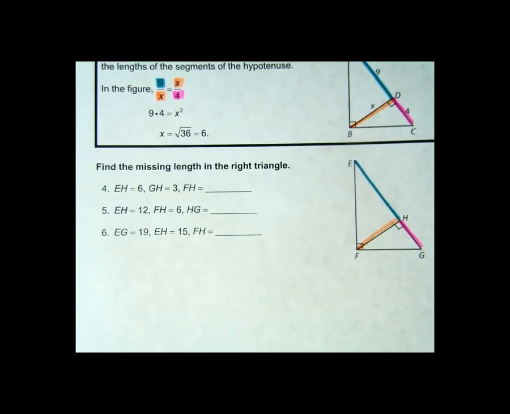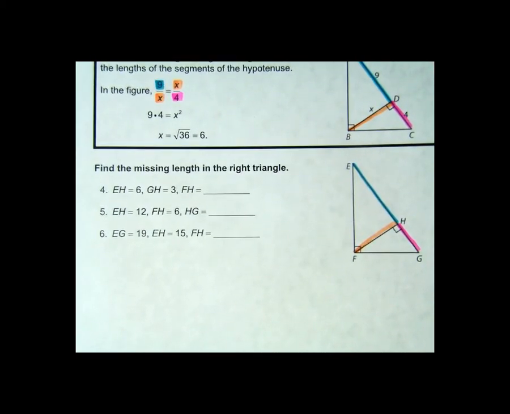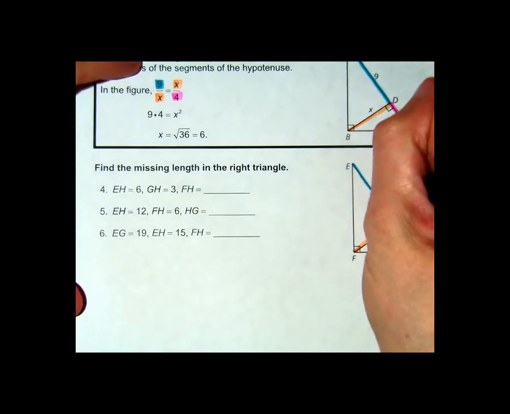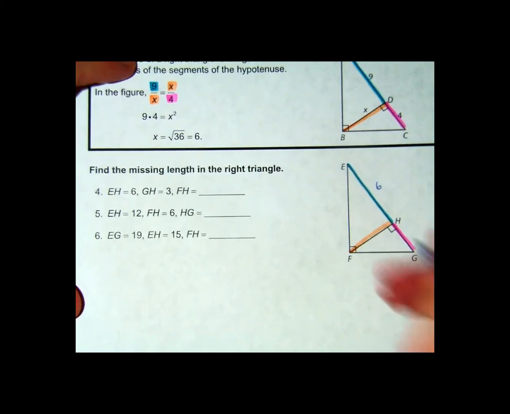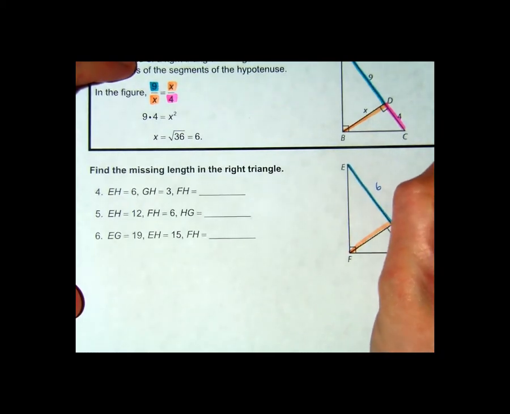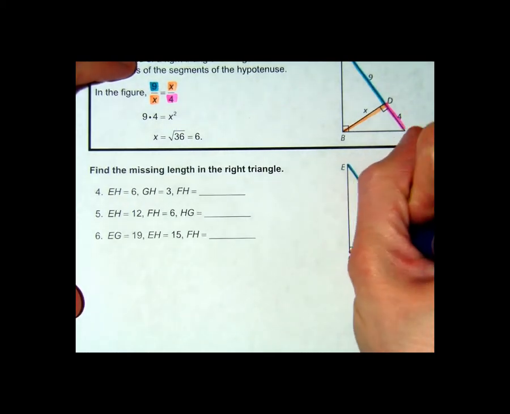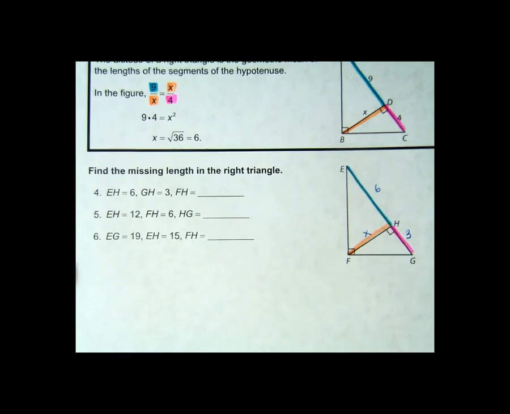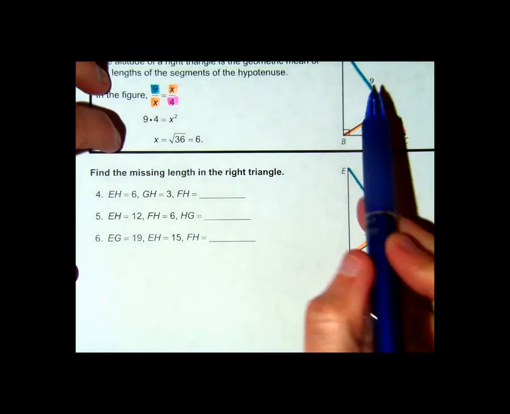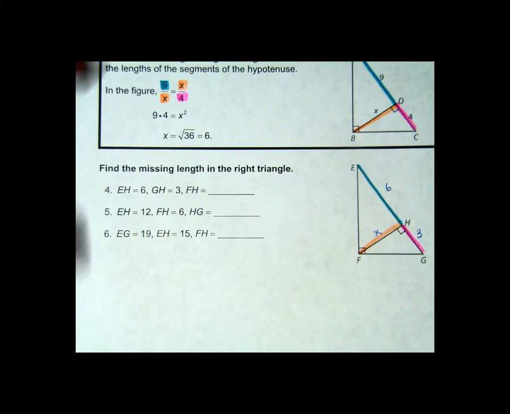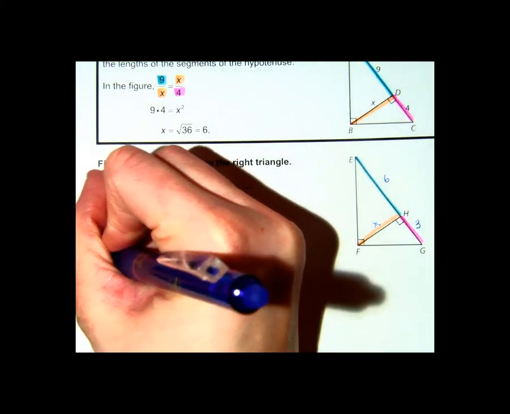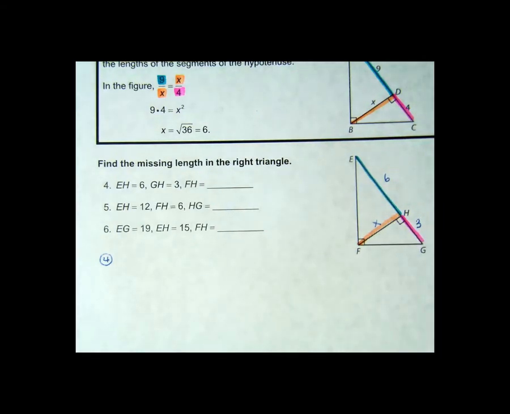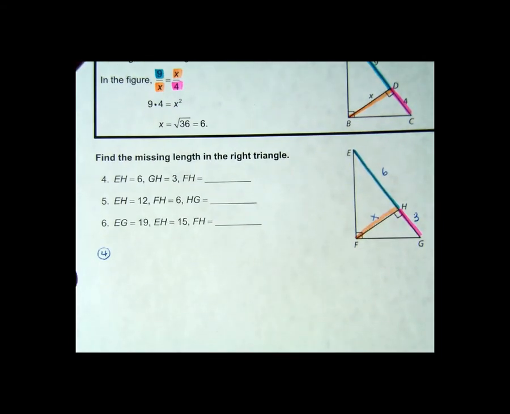Alright, number 4 says that EH is 6, GH is 3, and it wants us to find FH. Now this one looks just like this one, so I don't have to do anything that doesn't look the same. I'm going to write number 4 here, so I've got my work here, because we're going to have to erase and use the same problem. How are we going to set this up then?